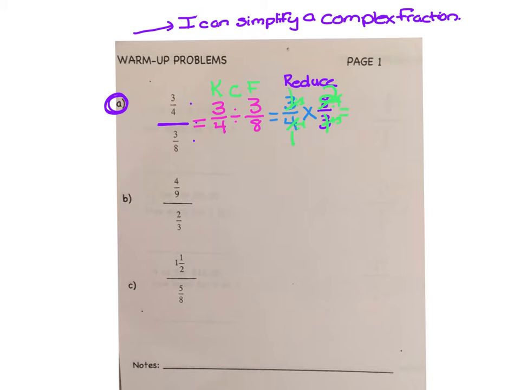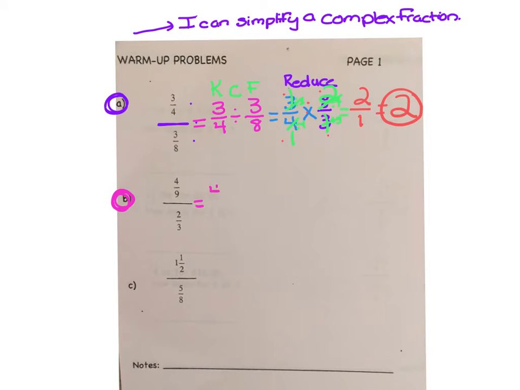When we multiply, top times top, we get 2. Bottom times bottom, we get 1. When we reduce, we get the whole number 2. Let's try another one. Let's go to letter B.